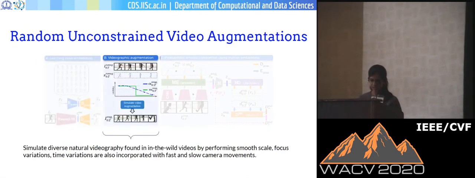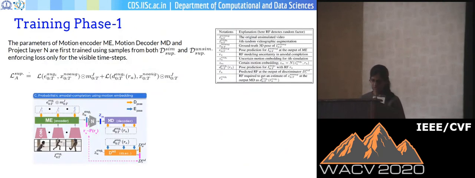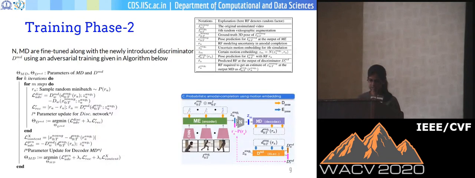It's a three-stage architecture. In the first stage, we learn an image-to-pose embedding. To simulate natural videography found in the wild videos, we perform augmentations. We add a random vector to the motion encoding for handling uncertainty in partially visible frames. The motion encoder-decoder is trained using fully visible frames of the labeled data, and then we introduce adversarial training as shown in the algorithm.